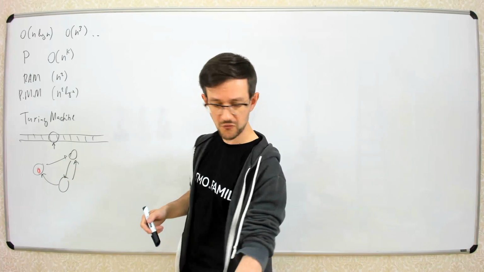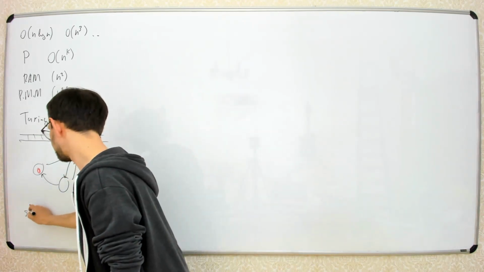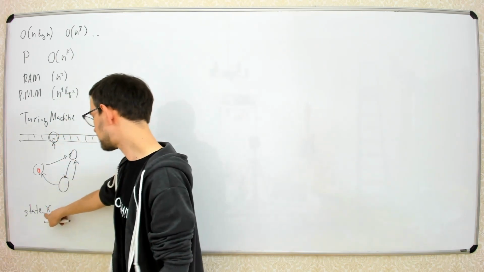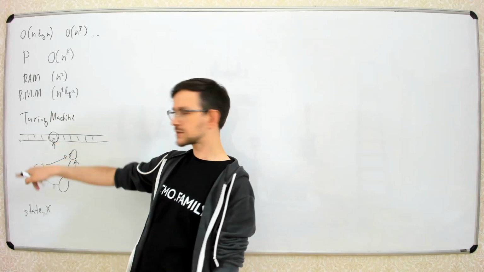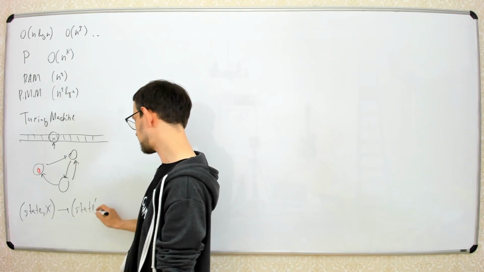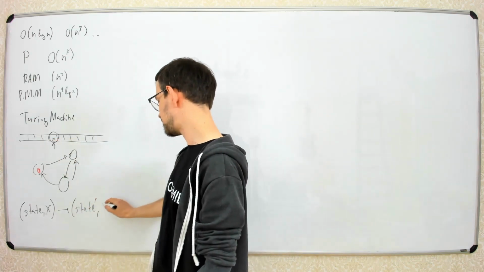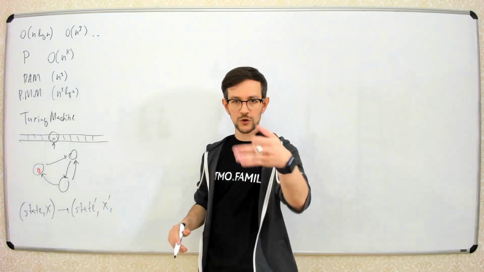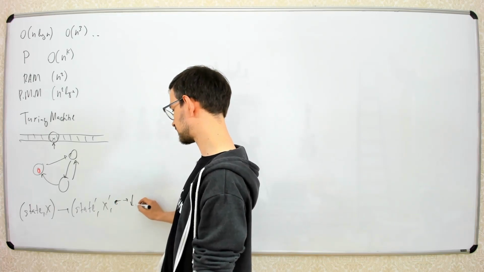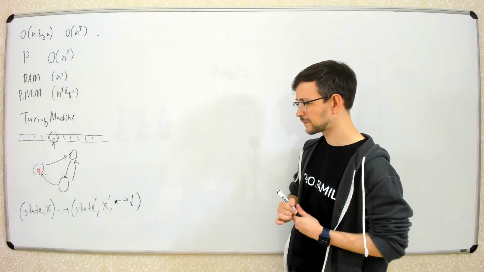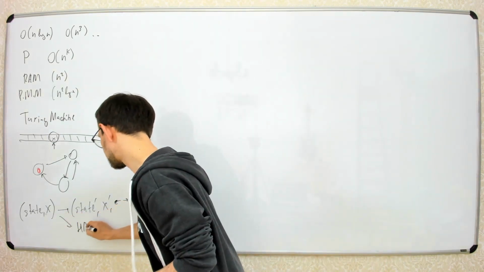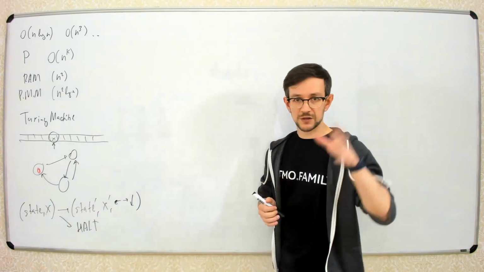So basically, you have a function. You have your current state, and you have this value x here. By looking at your current state and this value x, you decide what you do. You move to some different state prime, you put some different value here, and you move your head left, right, or stay in place. Also, you may just halt, so you may just end your program.